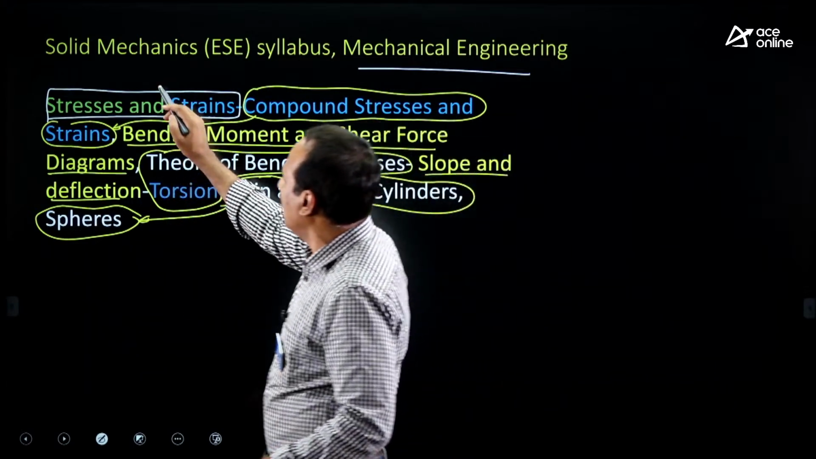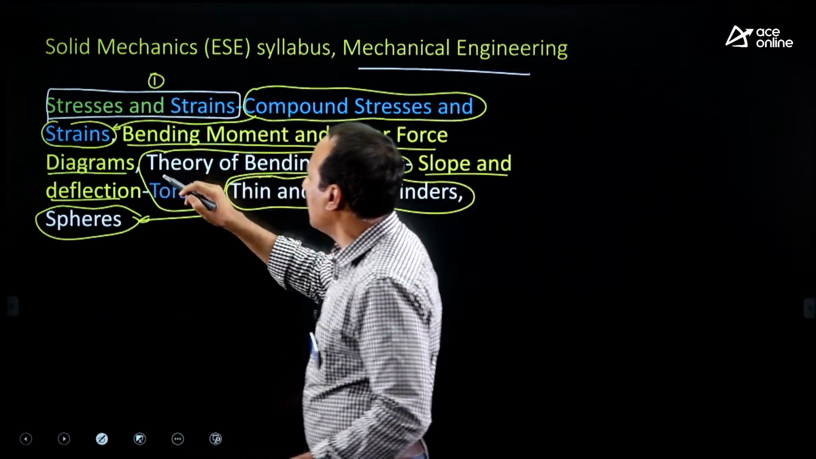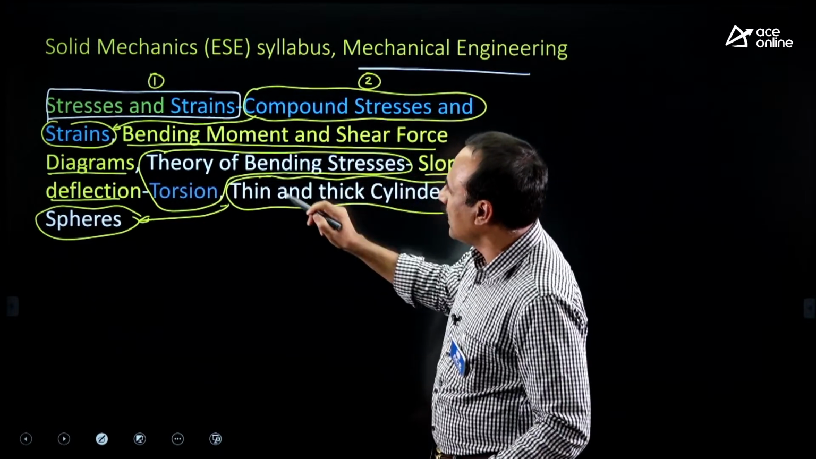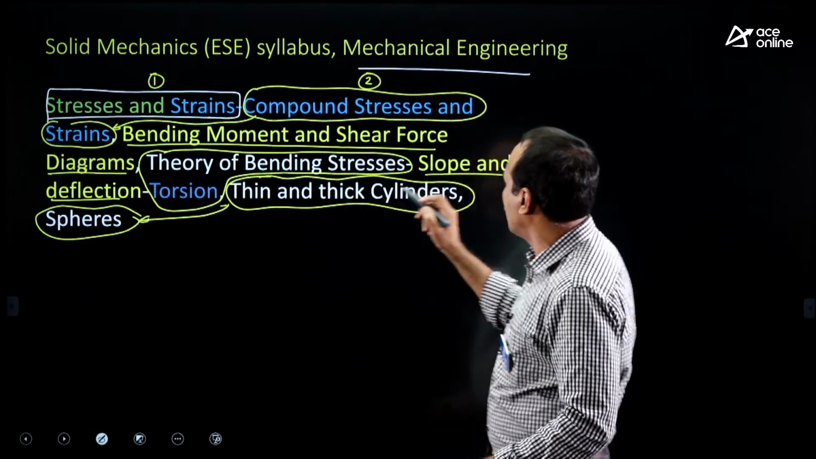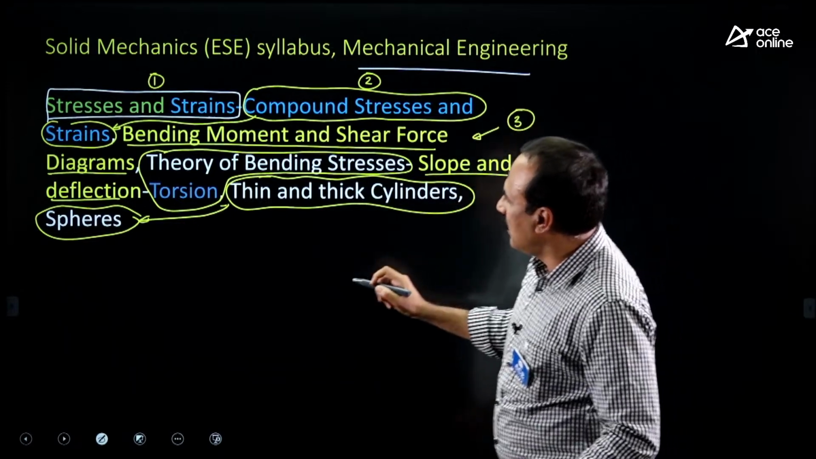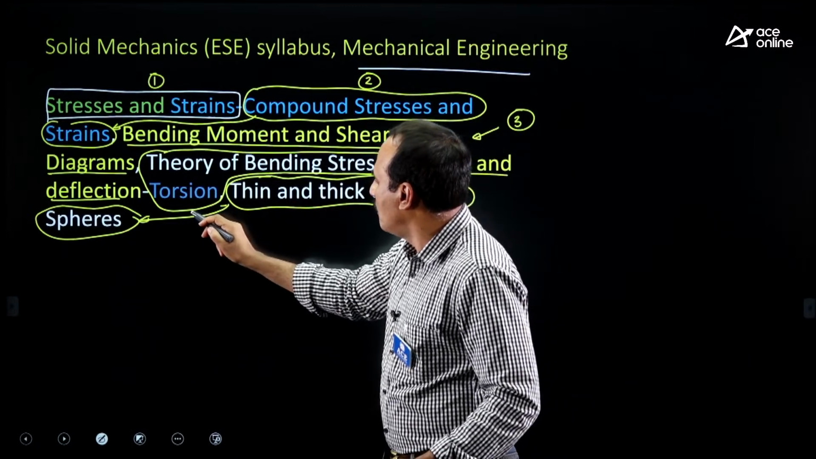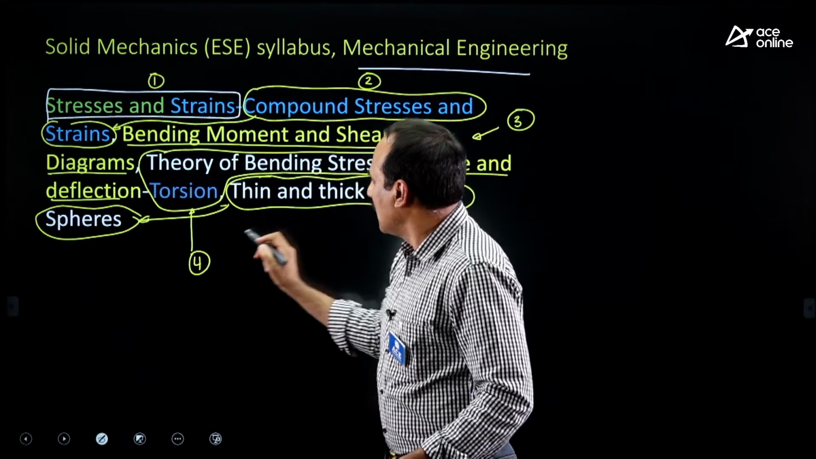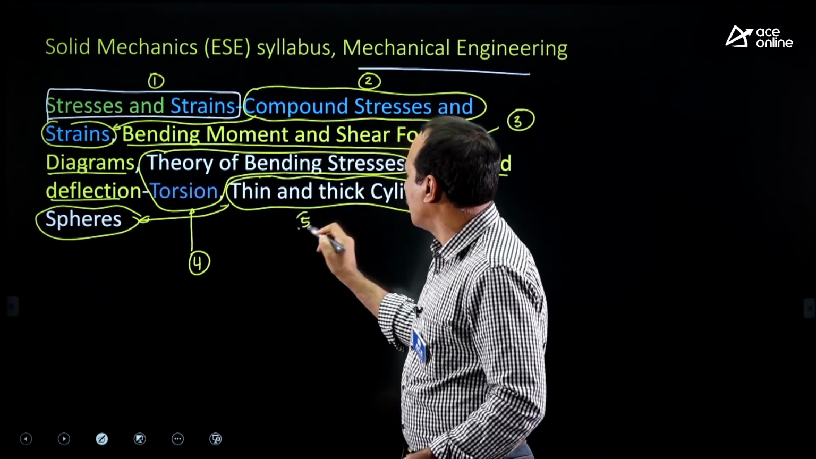So totally, the simple stresses chapter along with temperature is first, then compound stresses is the second topic, bending moment, shear force, slopes and deflections will be our third topic. Next is theory of bending, flexural shear and torsion, our fourth. Next is thin and thick cylinders, fifth.